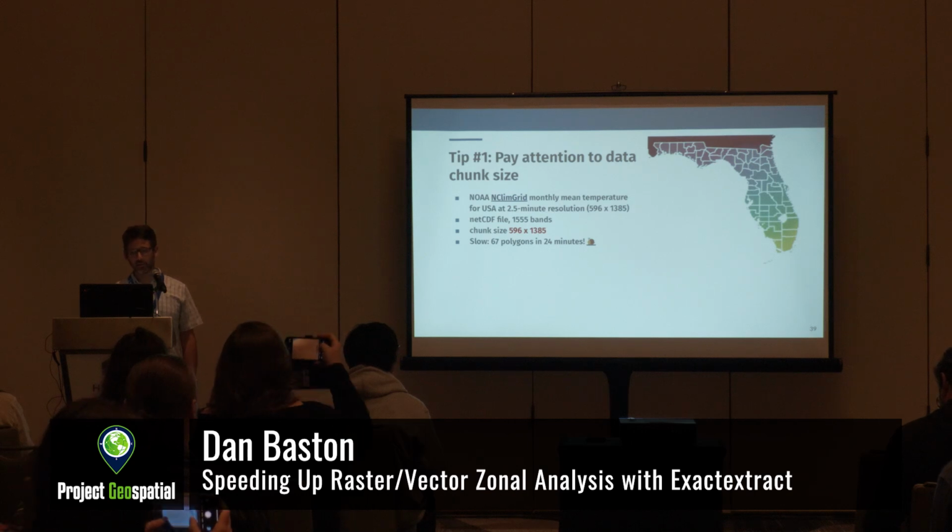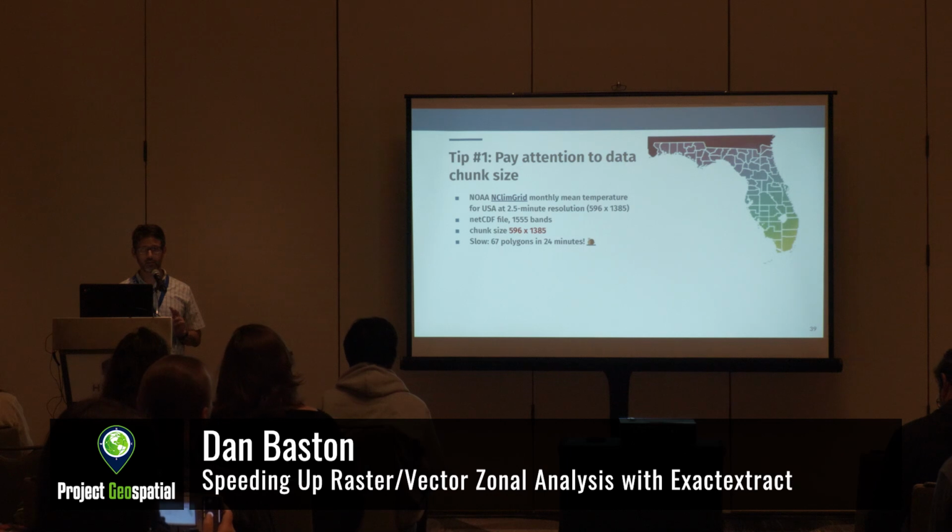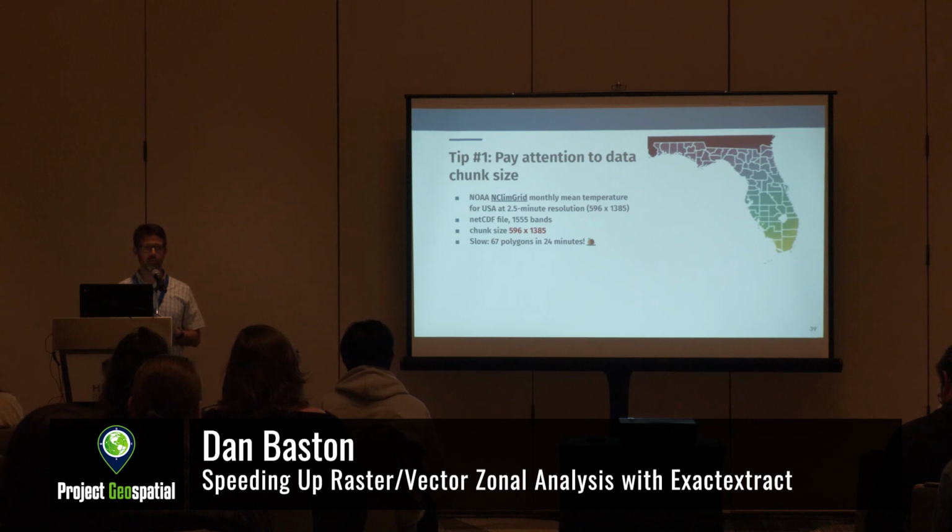A couple tips I have. Now, I was in a talk yesterday where the speaker said, everything comes down to your chunking. And that was in a completely different context, having nothing to do with this. But I'm going to say here that my #1 tip is to pay attention to your data chunking. One of the kind of pathological cases I came across was this NOAA data set of monthly mean temperatures for the US at 2.5-minute resolution. So this comes in one big netcdf file. It's got 1,500 bands. And the chunk size is an entire band. So often you would see a raster that's written in either scan lines or tiles. Here the entire band is one chunk. And that means if you want to read any piece of that, you have to decompress the entire chunk. And so processing this data set of Florida counties, there's only 67, that took like 20 minutes, which is just nuts.